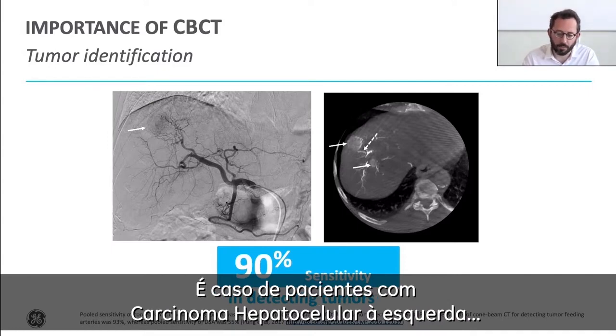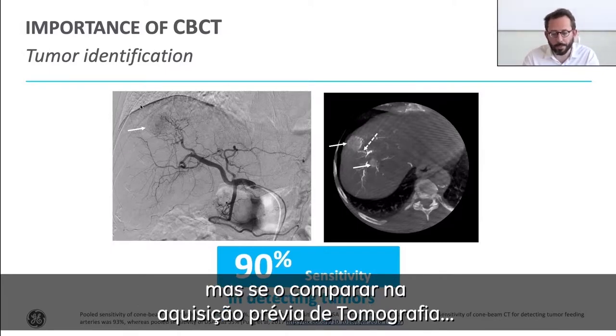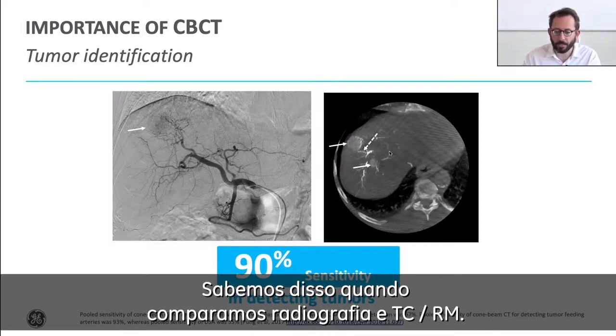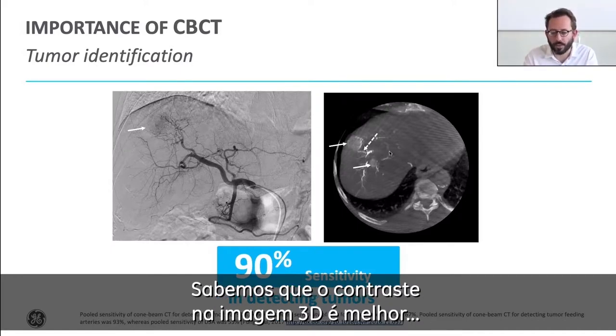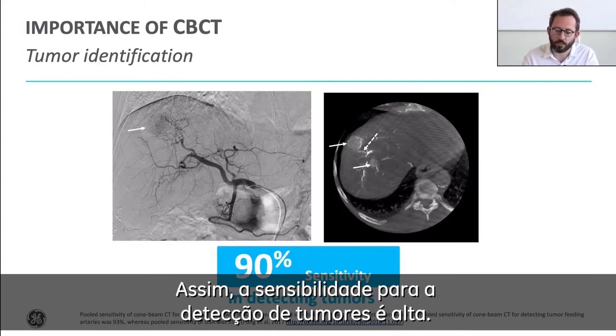This is an example of a patient with HCC. You see on the left-hand side the angiogram. You see very well the blush of the tumor, but if you compare that with the 3D acquisition, of course, you will see the main tumor, but you also find more tumors. And this is something that we know when we compare radiography and CT or MRI. We know that 3D imaging and contrast is better, and in interventional radiology, it's also true for us. So sensitivity for tumor detection, very high.